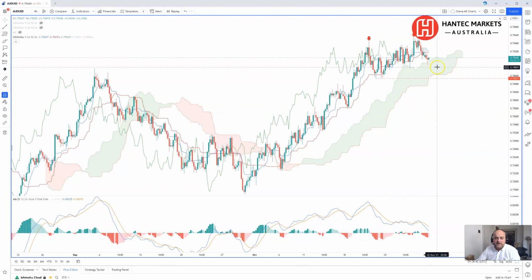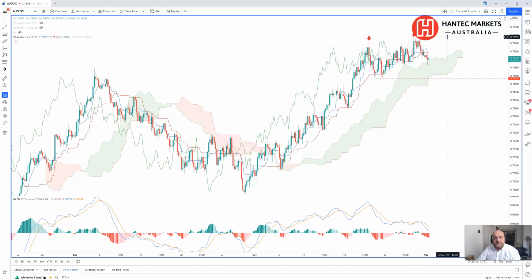We have support coming in from the Ichimoku cloud, and momentum remains negative. Really, if we get a break of 74.80, then that will really sharpen focus on this Aussie dollar potential for further downside. But as I say, the double top formation will not be confirmed, just like the head and shoulders formation, until you get a break of the neckline. That comes in at 74.54.